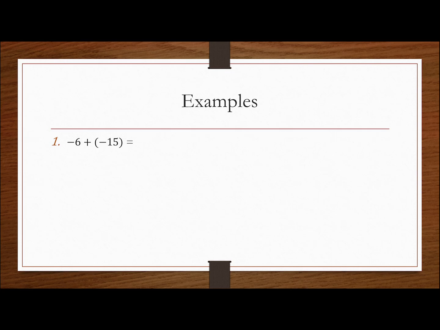So here I have two negatives, -6 plus -15. So remember, when you're adding two negatives, then your answer is going to be a negative. And then just add your numbers together. So 6 plus 15 is 21. So -21 would be our answer.